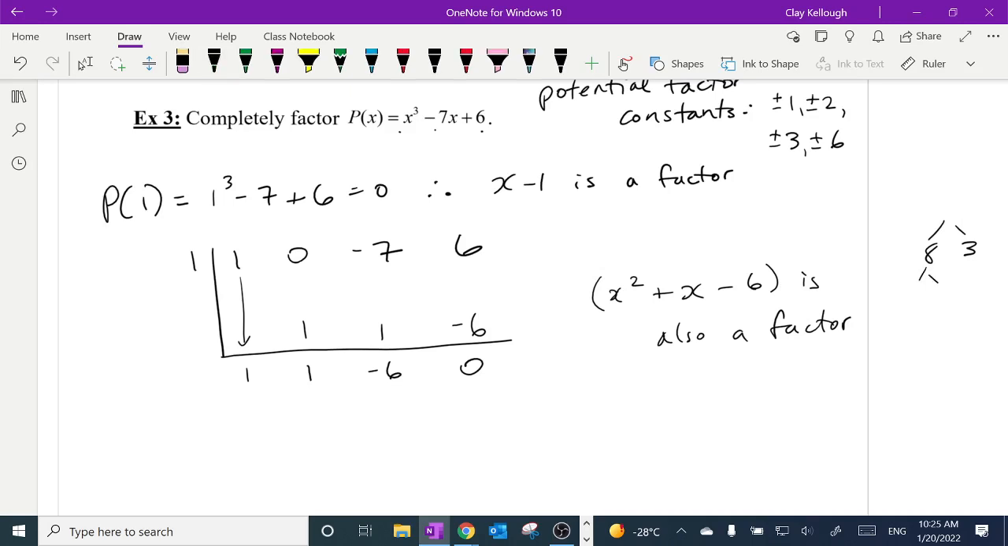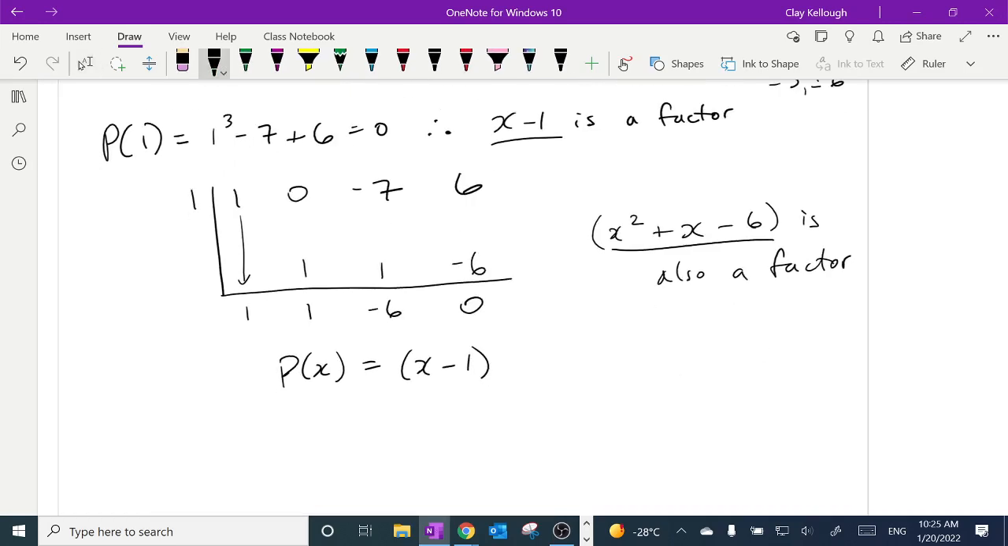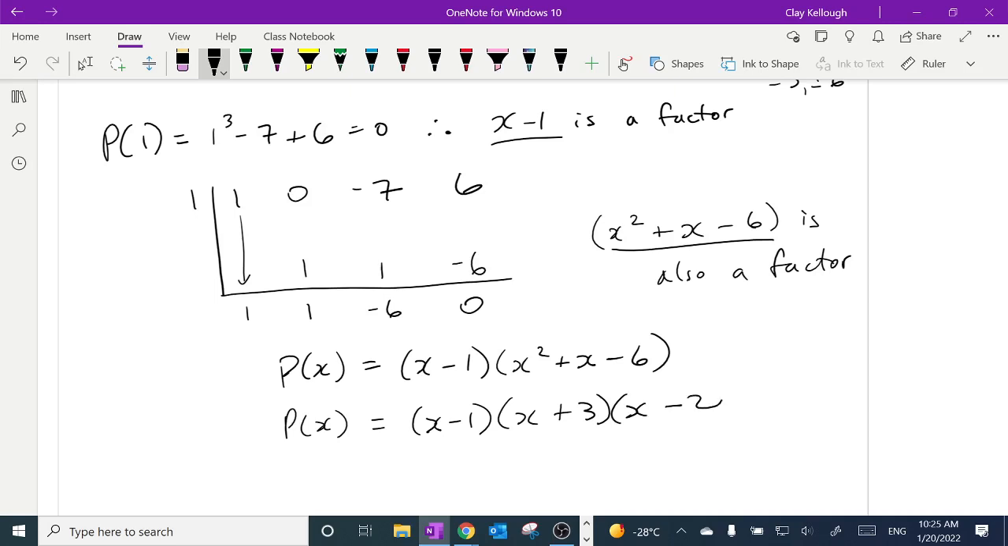So by the same logic, if you tell me that p of x factors, well, I already know that x minus 1 is a factor, and I know that this thing is a factor, because that's the answer when I divided. I'm not done yet, because it said factor completely. Notice this thing still factors. And there we go, done. We factored completely.